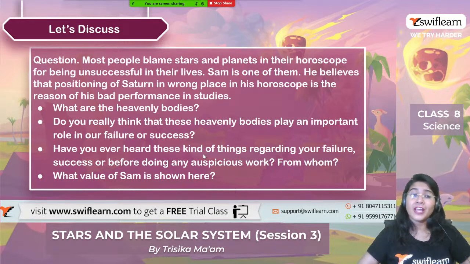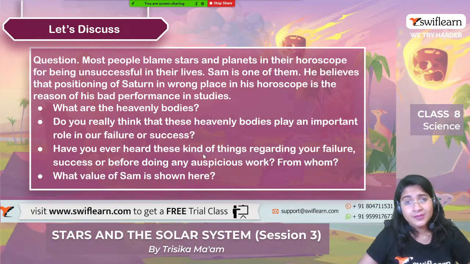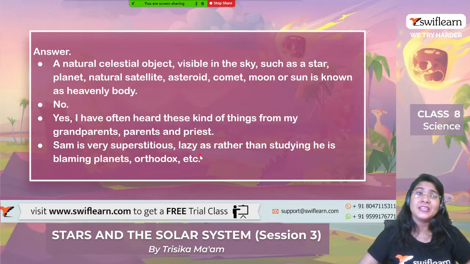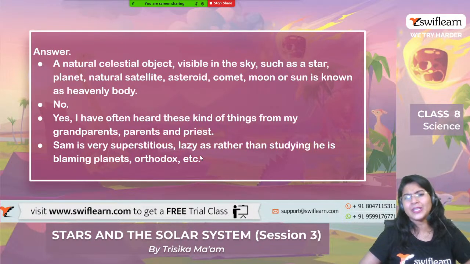Okay, so what type of value can we see over here, which was shown by Sam? Any idea? We can see that Sam was believing in the horoscope and the positioning of all these heavenly bodies, which has some effects on his performance. So over here, we can conclude that Sam was superstitious. He was not having any belief in his work. Yes, definitely, no confidence in his work, or we can say a bit more orthodox, right? And as he's not getting good results, he's blaming the planets, right? So we can see these types of values or characteristic features in Sam.